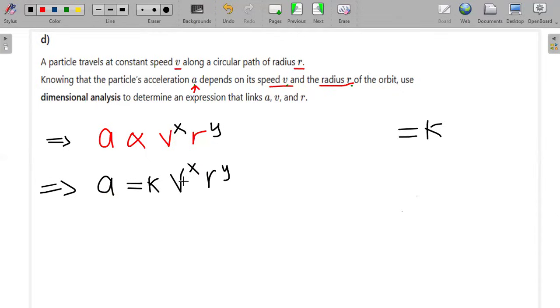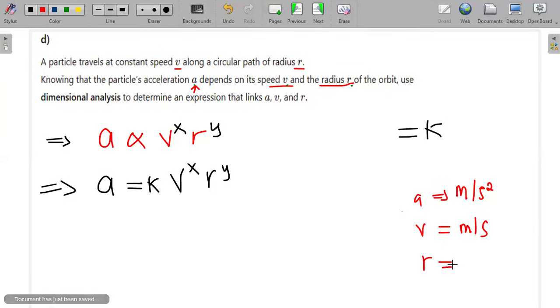The third step is to replace each quantity with the SI units. By now you should know the SI units for acceleration, for speed, and also for radius. So acceleration, its SI units, we just know it's meters per second squared. This is for acceleration. And then for speed, we know it's meters per second. And then for R, which is just like a distance because it's radius, it's just meters. So these are the SI units for these things.